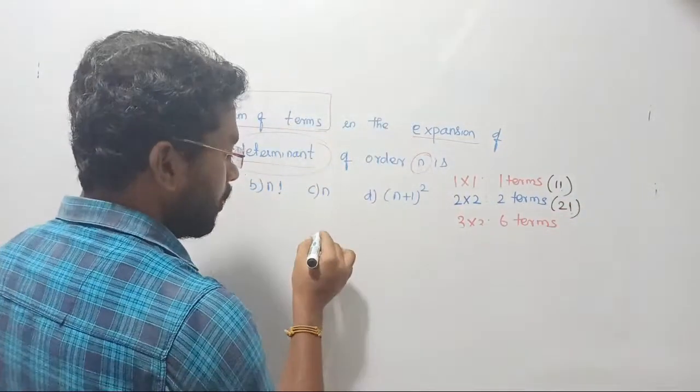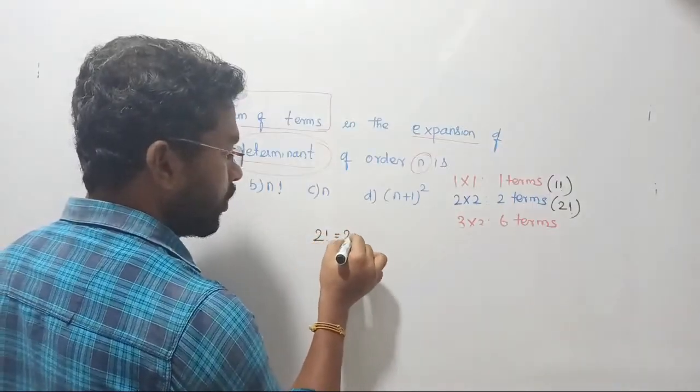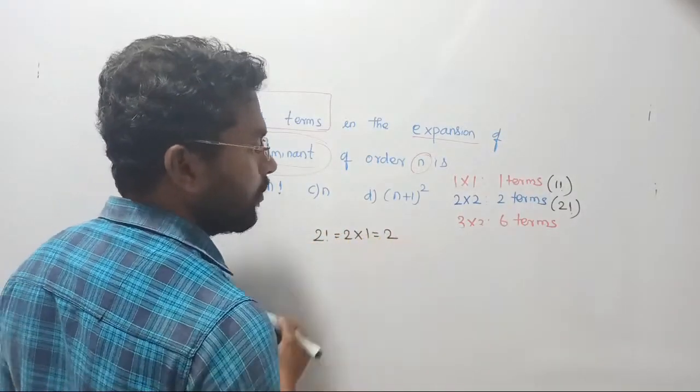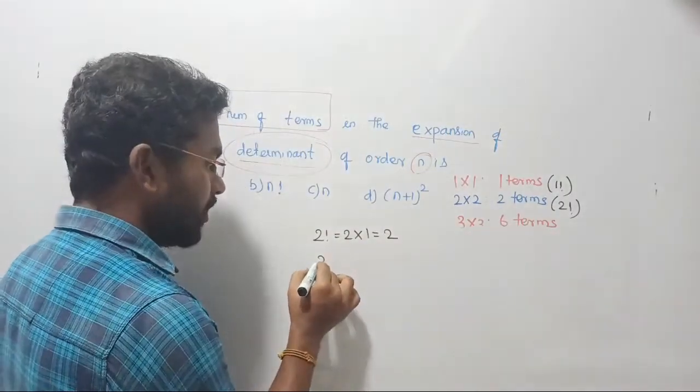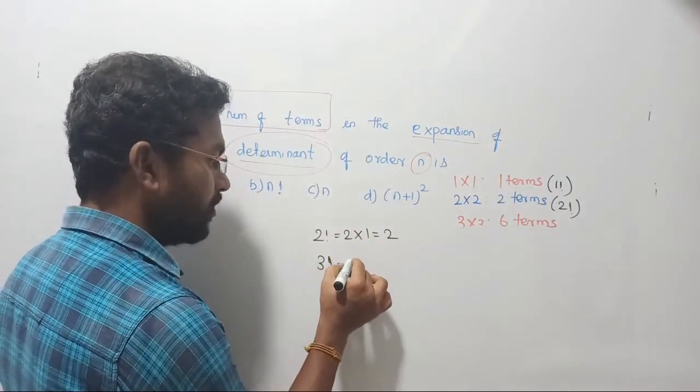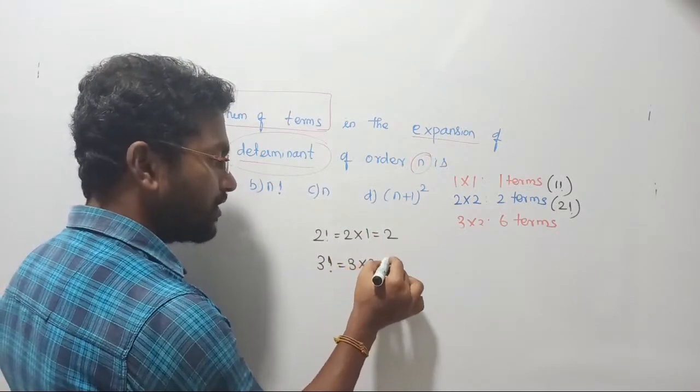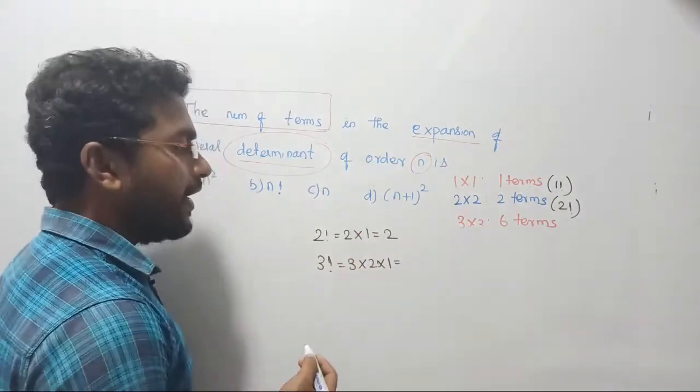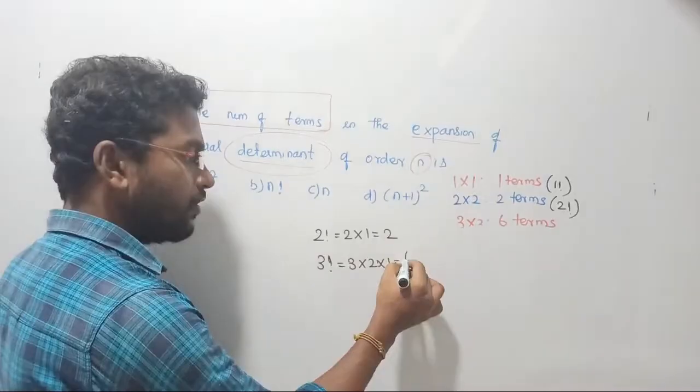அப்படினா மீனிங் என்ன? How do we write 2 factorial? 2 cross 1. So which is equal to what? 2 only. Let's write. Now see what has come for the third. Let us write, that is 3 factorial, 3 cross 2 cross 1. 3 factorial can be expanded as 3 cross 2 cross 1, which is equal to 6.